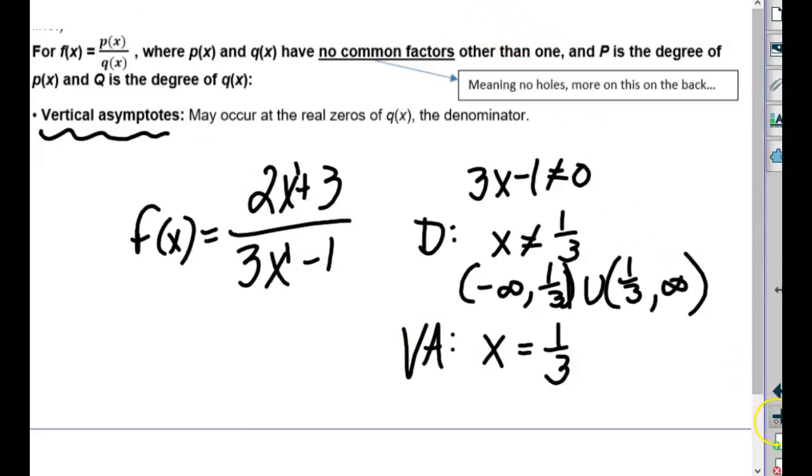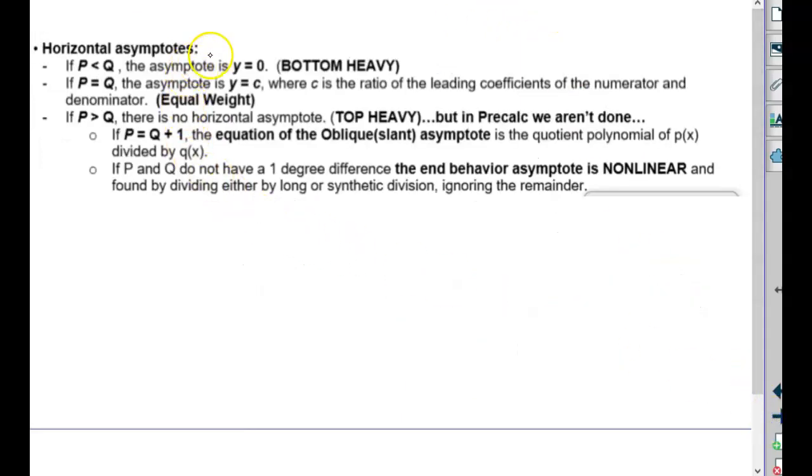All right, moving on. Now, the horizontal asymptotes, okay, any horizontal boundaries or end behavior ideas have to do with the degree of the numerator over the degree of the denominator. We're going to talk about bottom heavy, equal weight, and top heavy. Does anybody remember that from another class? That terminology at least? Okay, so you had a little exposure.